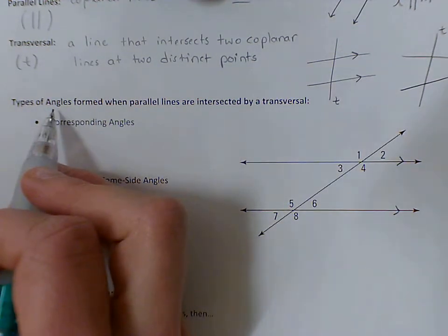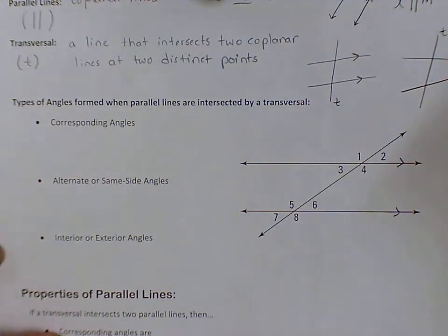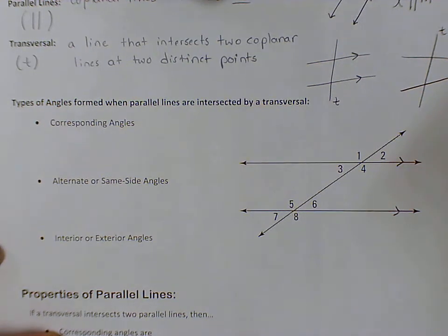One type of angle that you could have is what are called corresponding angles, all right? The way that you can think about corresponding angles is like these.